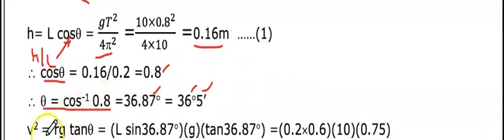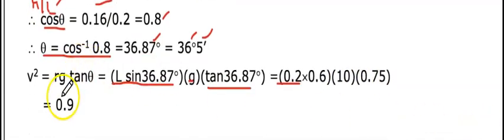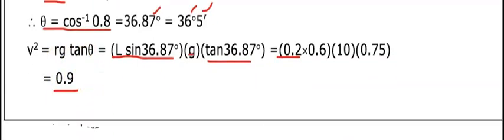Now the next part goes with the velocity. V square is equal to r g tan theta. Here r is L sine of 36.87, multiplied by g, gravitational acceleration, multiplied by tan of 36.87. Substitute the values: 0.2 for L, then 0.6, 10 and 0.75. Finally you'll be getting v square equals 0.9. The square root of 9 is 3, so on that basis I'm continuing.